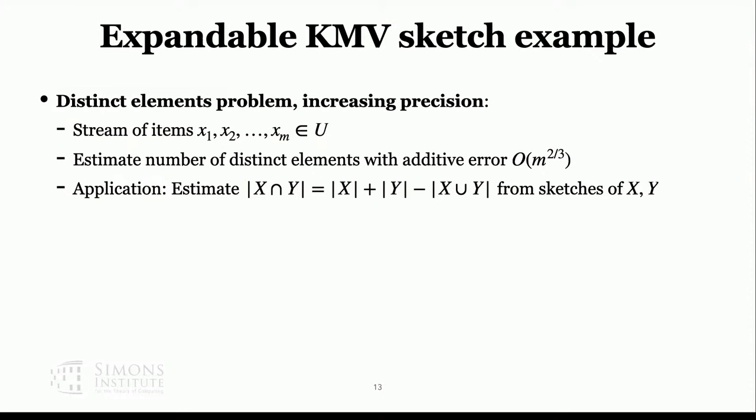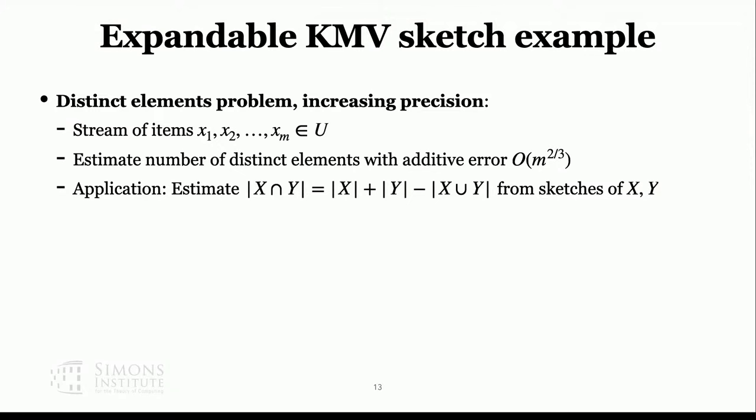So what can you do with this kind of thing? One thing you might want to do is to increase precision over time. So you could go for additive error rather than multiplicative error. For example, maybe at time m, we want to be able to estimate the number of distinct elements with an additive error that is m to the 2/3, rather than some kind of relative error bound.